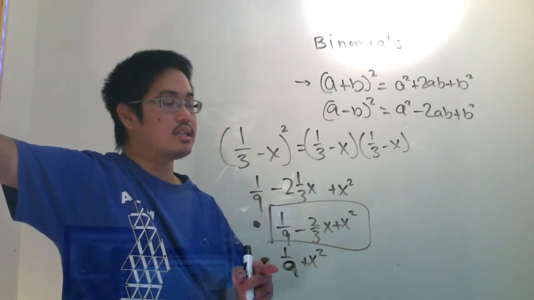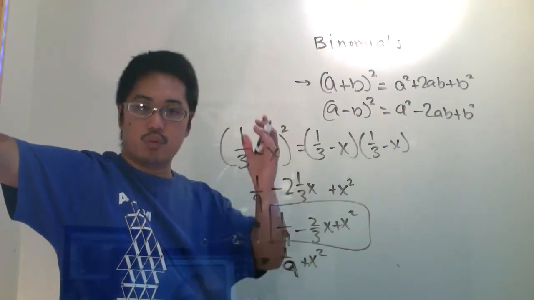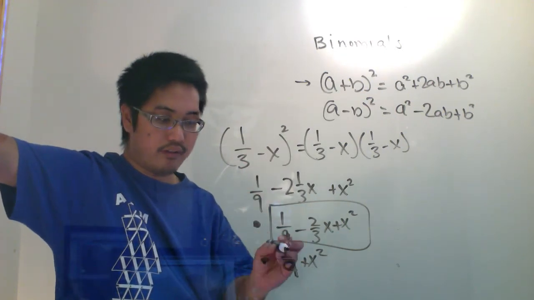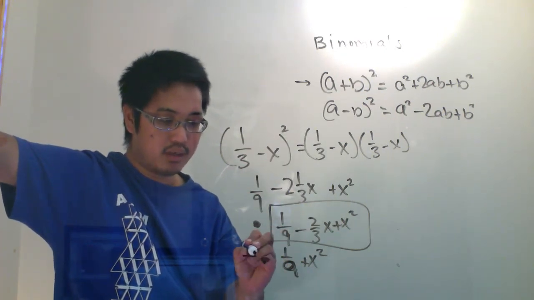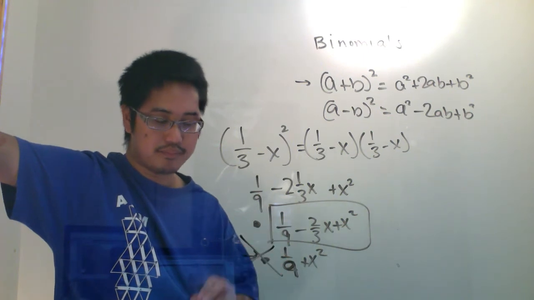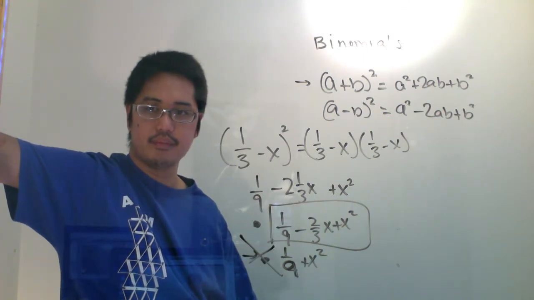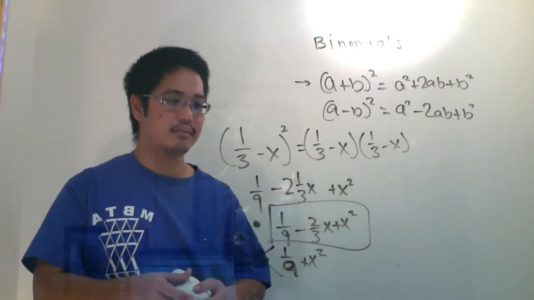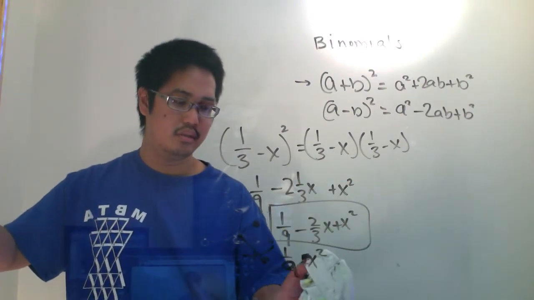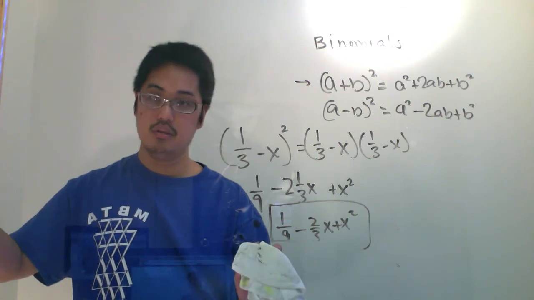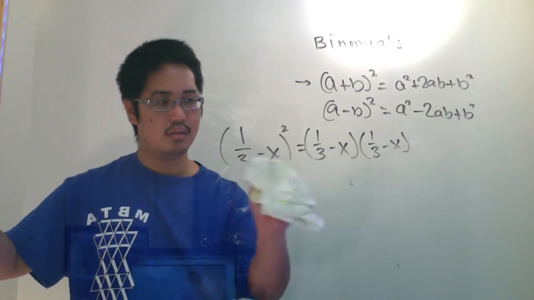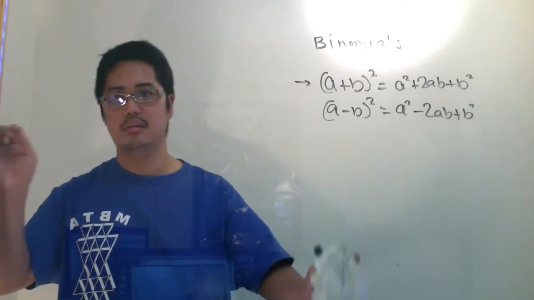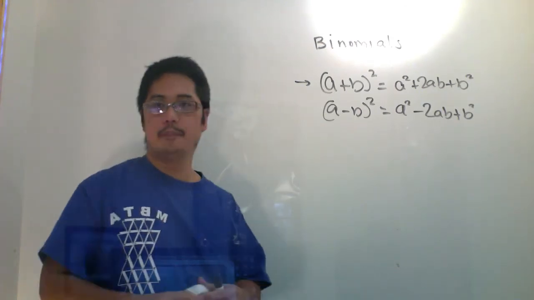And if you originally said that (a+b) squared is a squared plus b squared, you would all have chosen this one, and you would have gotten it wrong. So make sure you understand that middle term. We cool? All right.